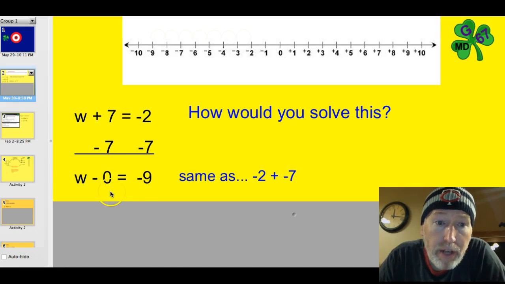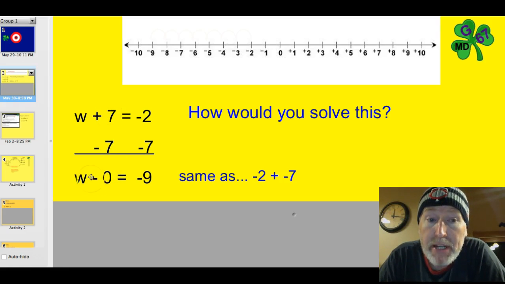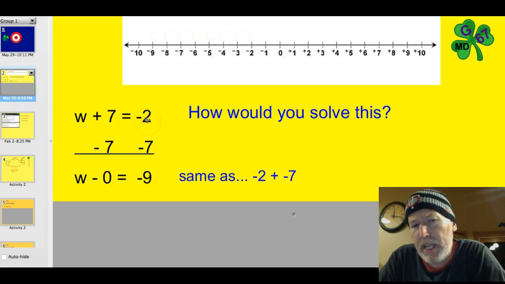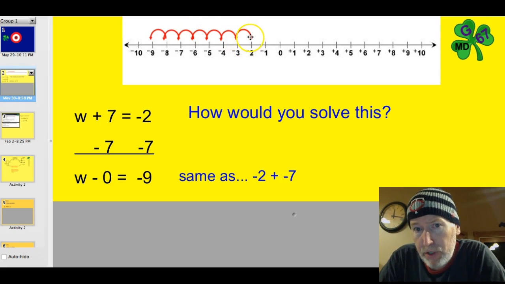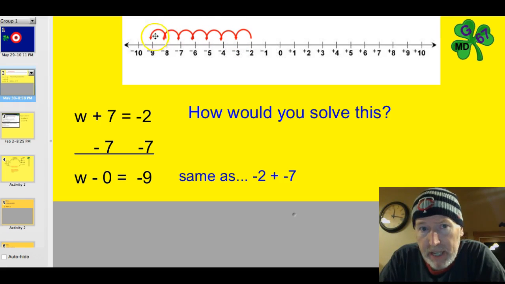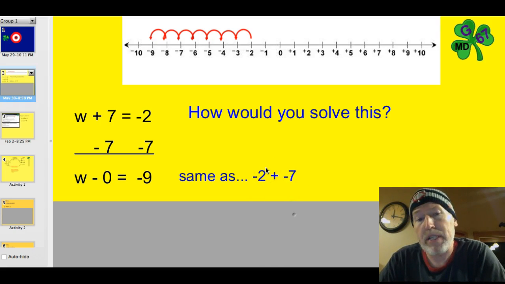When you do that, you're left with just W minus 0 here because you had positive 7 and a minus 7. So you just got W minus 0 equals a negative 9. Over on this side, you have this negative 2, and now you're subtracting a negative 7. Sorry, let me click that. You're at negative 2. You subtract a negative 7. You get over here to negative 9. Keep in mind that negative 2 minus 7 is really the same as negative 2 plus a negative 7. I like to think about it this way. It helps me add them more easily.